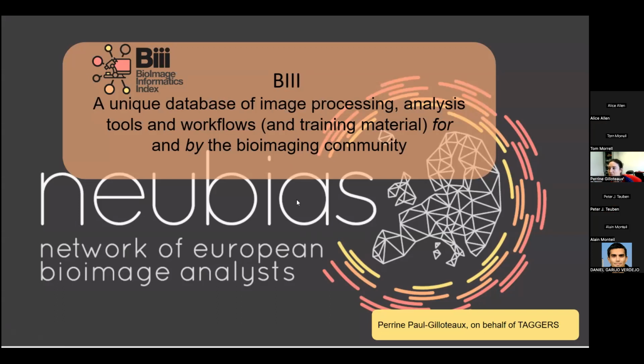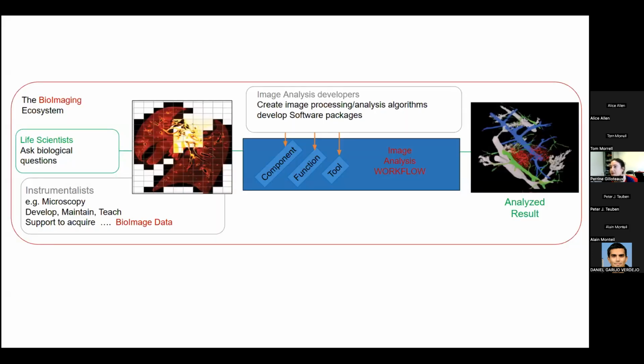So I'm going to talk about BIII, which is a non-decided way to pronounce the name, standing for BioImage Informatics Index. And the idea is that it's something that came bottom up from the bioimage analysis community. I'm going to define what bioimage analysis is, and that's something that we wanted to be fed, I would say, in a Wikipedia way by the community itself.